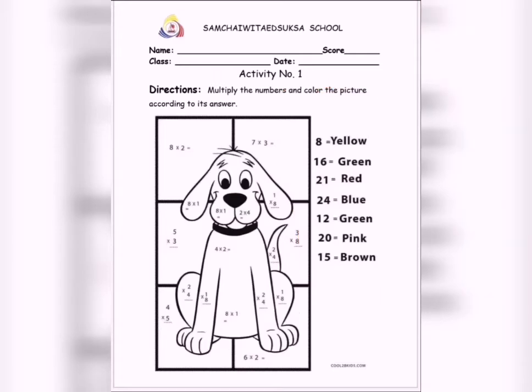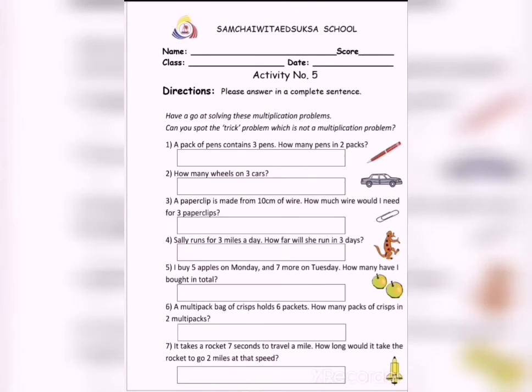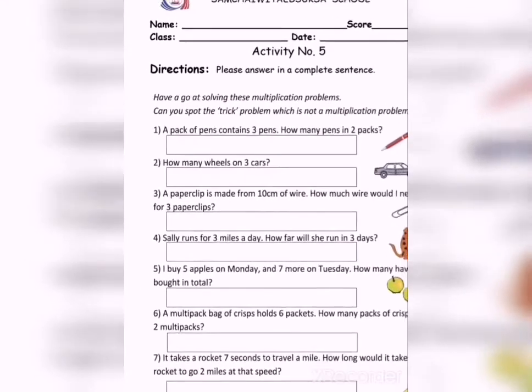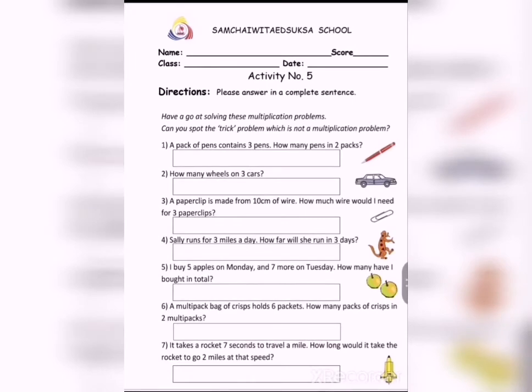Now let's proceed to our next activity, which is activity number 5. Let's read the instructions together. Please answer in a complete sentence. For this activity, I want you to write your answer inside the box below each number, and you are going to answer in a complete sentence.